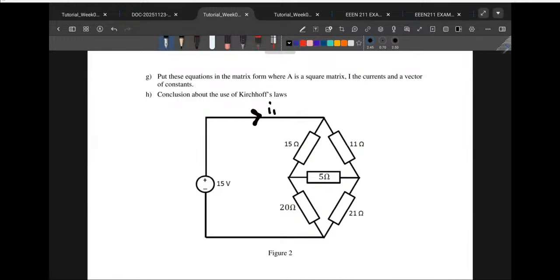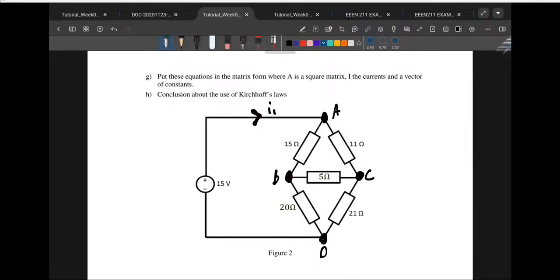We have a node here because we have 3 or more wires. We have another node here, 3 or more, another node here, 3 or more, and another node here. So if we call this A, there's going to be B, C, and D. So how many nodes do we have? We are going to have 4 nodes.